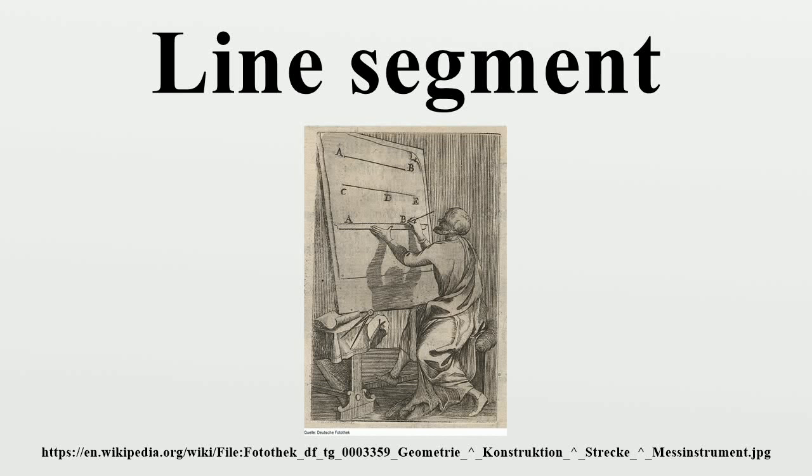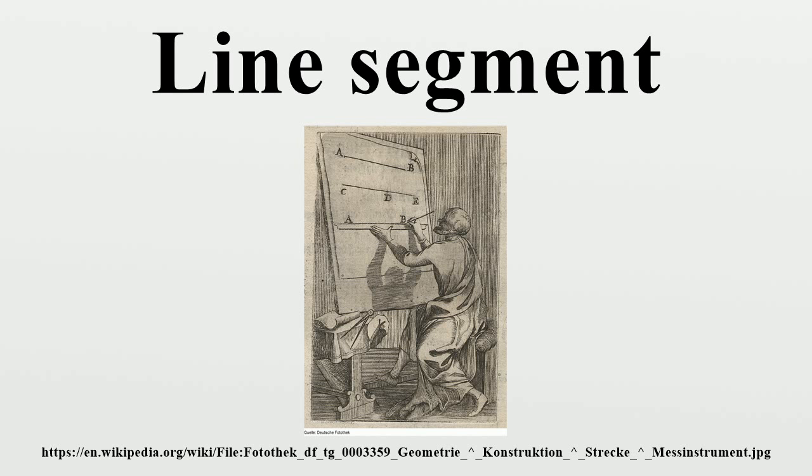In geometry, a line segment is a part of a line that is bounded by two distinct endpoints, and contains every point on the line between its endpoints. A closed line segment includes both endpoints, while an open line segment excludes both endpoints. A half-open line segment includes exactly one of the endpoints. Examples of line segments include the sides of a triangle or square.